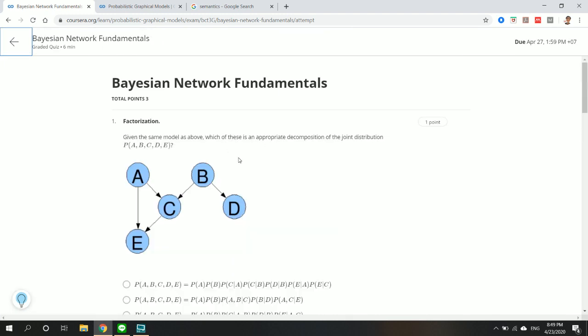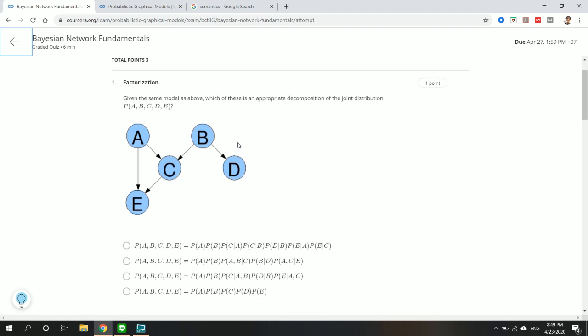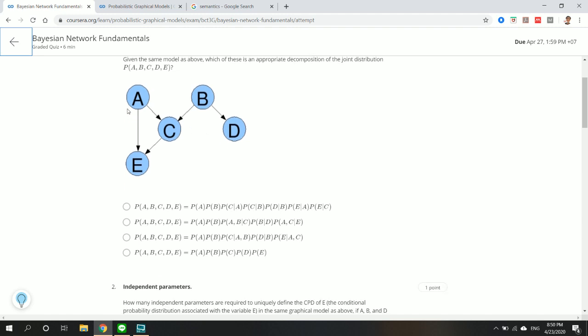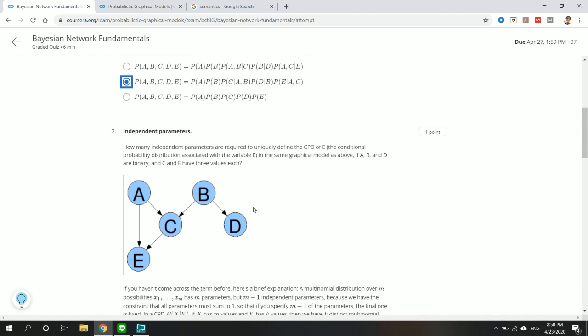Given the same model as above, which of these is an appropriate decomposition of the joint distribution? Start with P(A) and P(B). Then C depends on A and B, D depends on B, and E depends on A and C. Next: how many independent parameters are required to uniquely define the CPD of E?